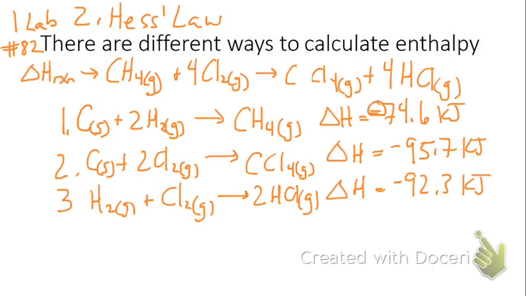Now, Hess's law states that we are able to manipulate one of these three equations, or all three, or two of the three, to try to get things to match this equation. What we're going to see is we can flip equations, so we can turn products into reactants and reactants into products. If we flip an equation, then we have to change the sign of the delta H.